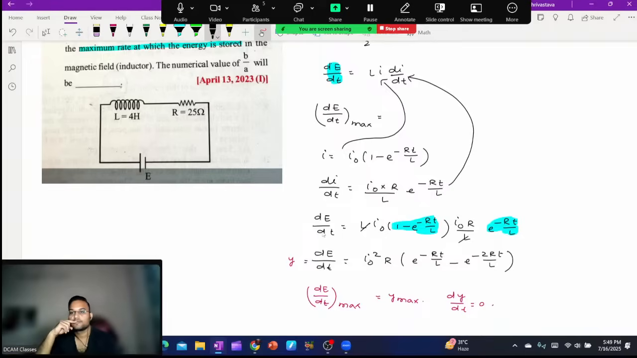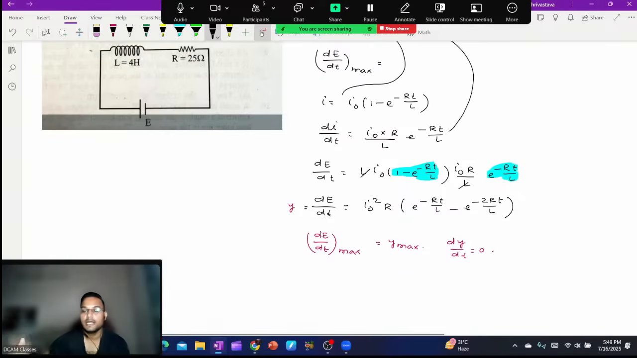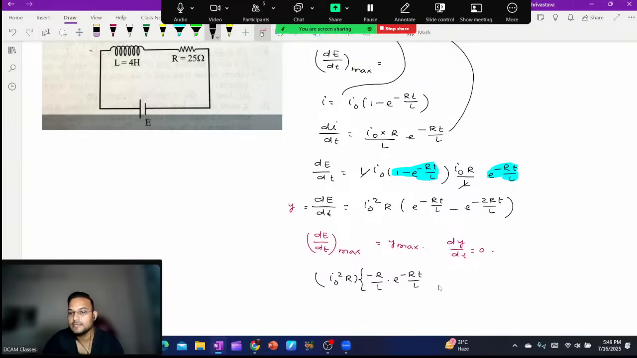Understood? Okay. That's why I got two exponential terms. Now they have asked the maximum rate at which the energy is stored. So we have to find dE by dt maximum. If I have considered this as y, we have to find dy by dt equal to 0. At that value of t, we'll get dE by dt maximum. But then T and T will cancel. So how will we get? Let's see what we are getting.